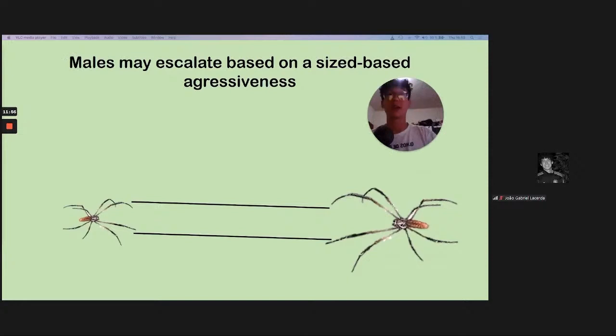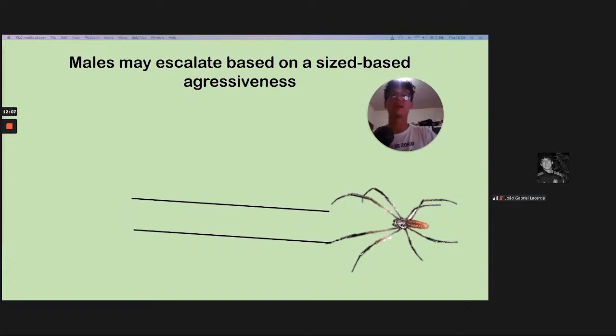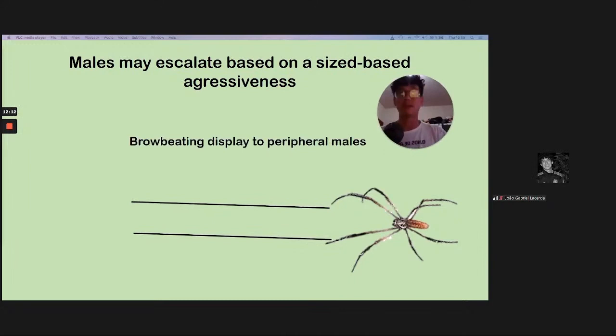So this male will do the vibration, the peripheral male or the loser male will decide to not escalate, so he will withdraw from the contest, and this male will continue to do this vibration because he's doing a browbeating display to other peripheral males. So in general, he's showing other peripheral males that he's a better male, that he's a stronger male, more aggressive, a bigger male.